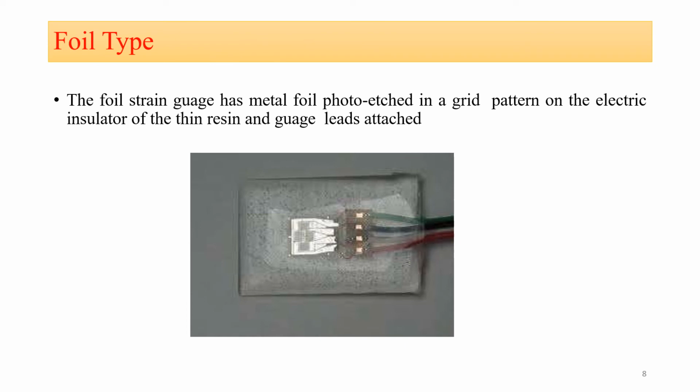And the third type of strain gauge is the foil type of strain gauge. The foil type of strain gauge has the metal foil photo etched in a grid pattern on an electric insulator of thin resin, and the gauge leads are attached. Now the picture shows the foil type of strain gauge.